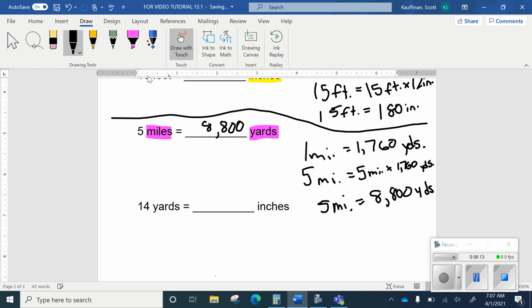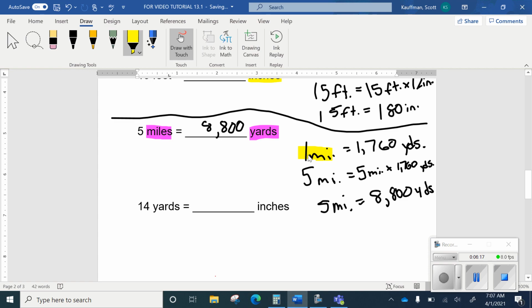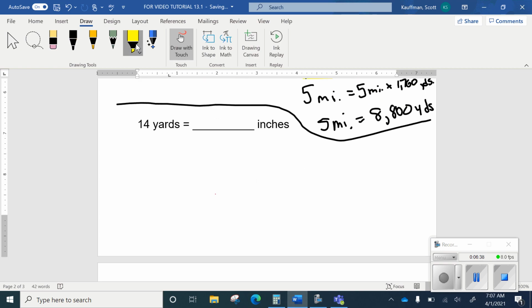Now, let's just double check, make sure this makes sense. I see here my mile number, 1, is smaller than my yards. So over here, my miles should be smaller than my yards, and they are. So that means we've done everything correct so far. All right, let's do one more. Let's just draw a little line here to separate our work. Final one.